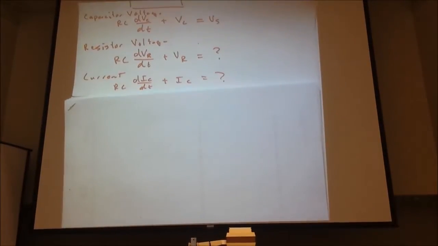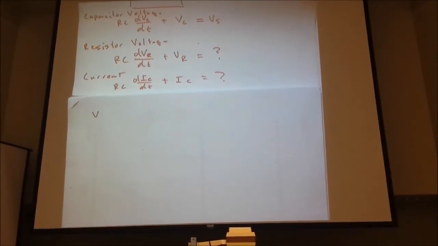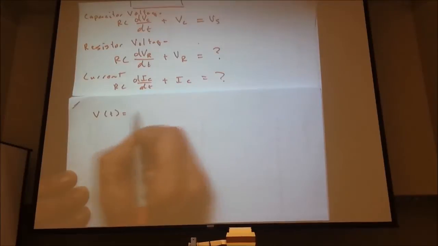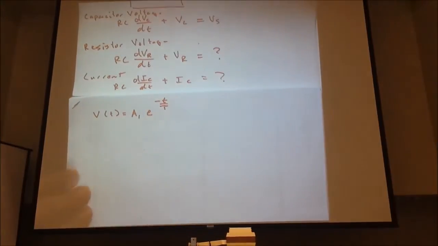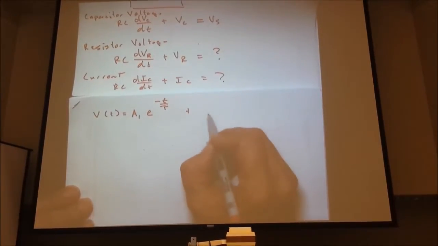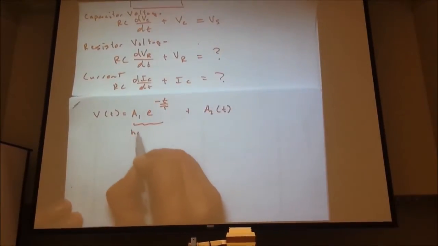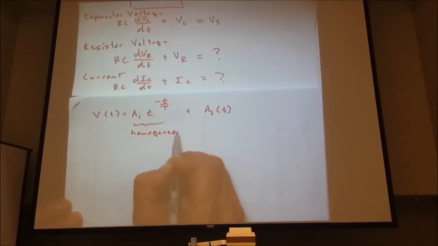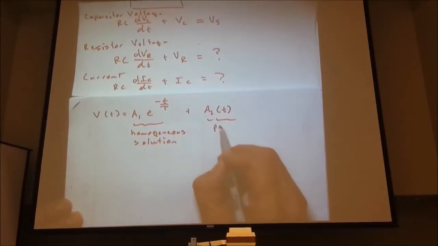we know our solution form, and it doesn't matter if we're talking about voltage across the capacitor, voltage across the resistor, current, whatever the case may be. We can just write V of t equals some A1 e to the minus t over tau, and I'll write out tau for the moment, but we know what tau is, plus some forcing term, and we'll write it as a function of t. Here's our homogeneous solution component, and here's our particular solution component.